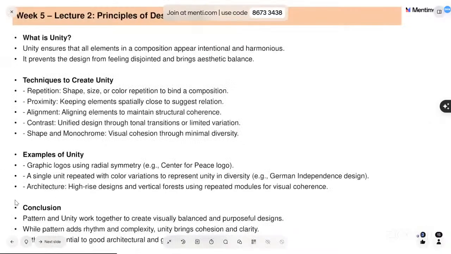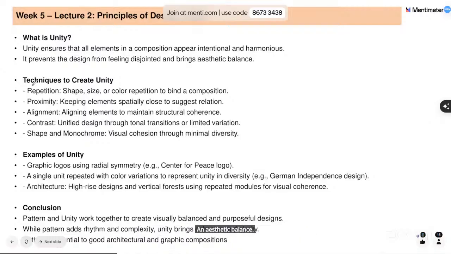Then we saw what is unity. So what is unity? So unity ensures that all the elements in a composition appear intentional as well as harmonious. So it is done intentionally. So that is the message it gives. It prevents the design from feeling disjointed and brings about an aesthetic balance.